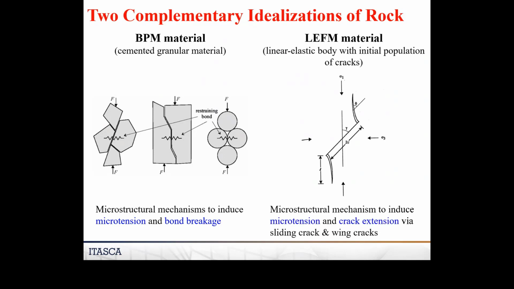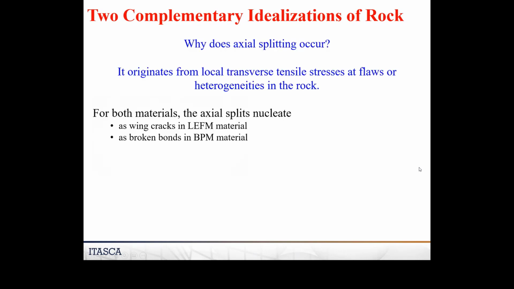Another way we could idealize the rock is what we call a linear elastic fracture mechanics material, which is a linear elastic body with an initial population of cracks. Here's a crack, it's being compressed, and what's going to happen is it's going to start to slide, and you're going to get these wing cracks that are going to form. And so here the mechanism is, because of the wing crack being oriented, you get microtension at the tips, and then you start getting crack extension by these wing cracks forming.